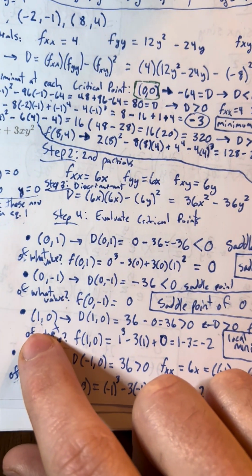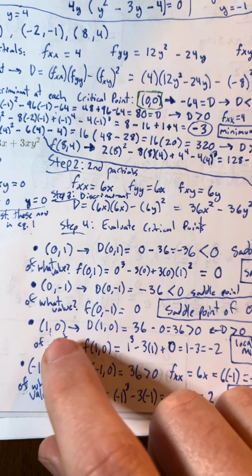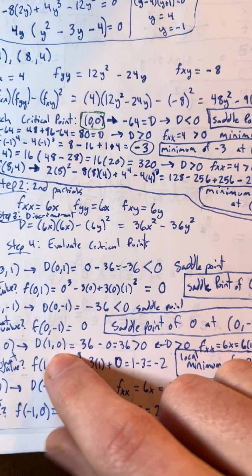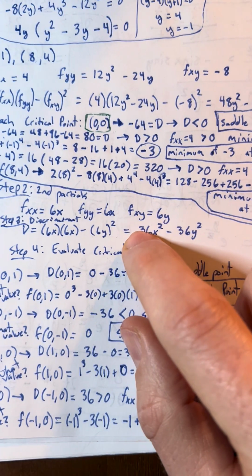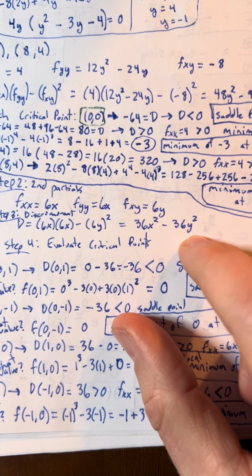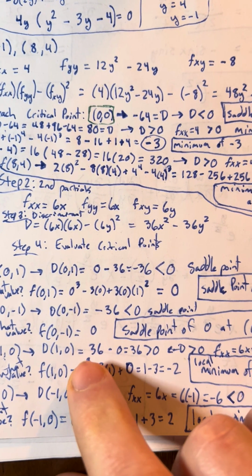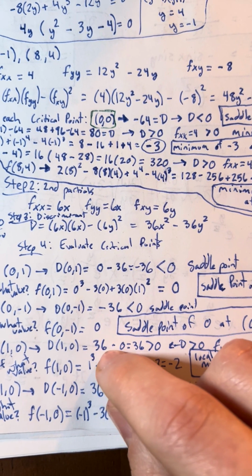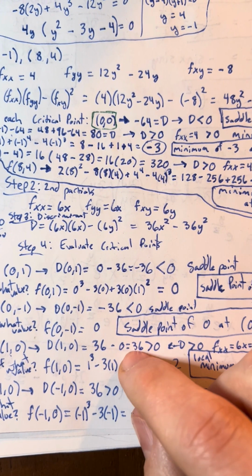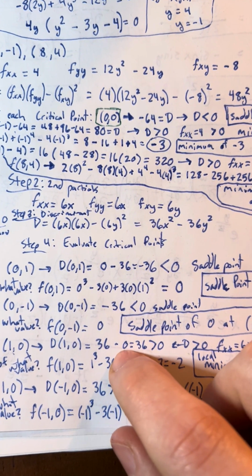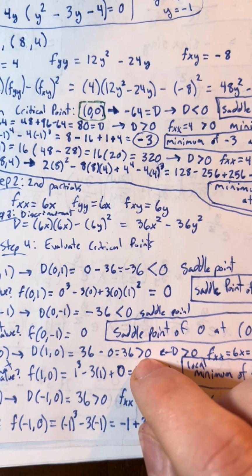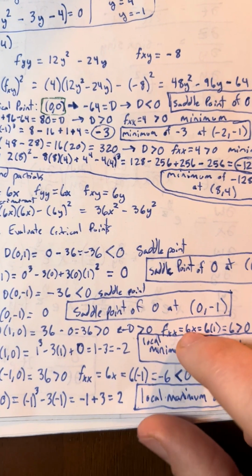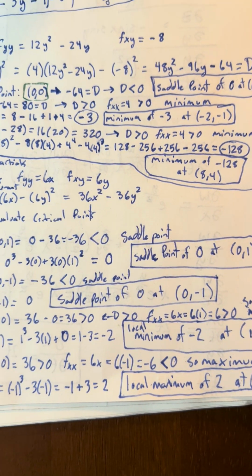So you have the point (1, 0). Plug it back into the discriminant formula. So D of (1, 0), plugging it into D equals 36x squared minus 36y squared. So you have 36 times 1 squared, giving you 36, minus y squared, and y is 0, so that's 0. So 36 minus 0 is 36. Since it's greater than 0, we now know D is greater than 0, and that means it can either be a minimum or maximum.